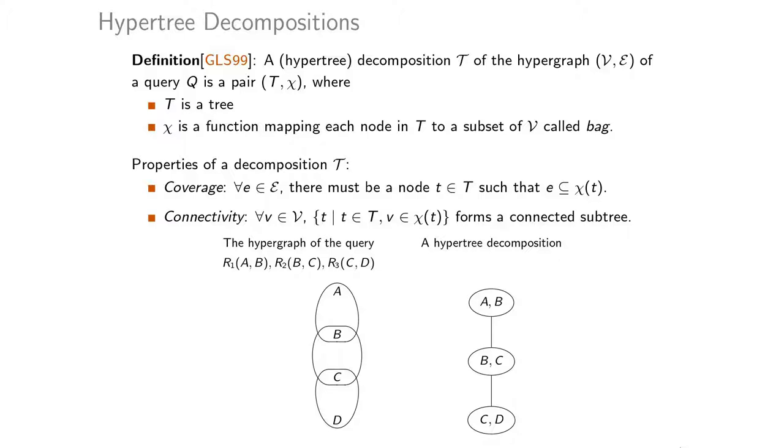This is a path, a special case of a tree, which satisfies two important properties. One property is that if you look at each hyperedge in the original hypergraph, its variables are included in one of the bags, one of the nodes of the decomposition. In particular, AB from here is included here, BC is here, CD is there. Another important property is the so-called running intersection property, RIP, which doesn't mean rest in peace in this case. It is also called connectivity, and it essentially says that if you have a variable appearing in several bags, then these bags must form a connected subtree. That is, if you have a variable A here and variable A there, then all the nodes in between must have variable A.